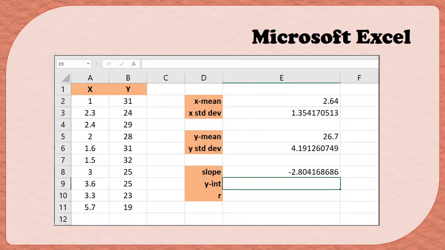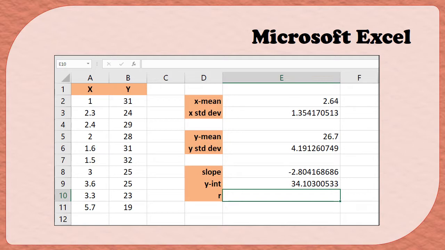For the y-intercept, we're going to follow the same process, except now we use the function called intercept. So I type in equals intercept. I make sure I type in my reference for the y values first, and then I type in my reference for the x values second. I will hit enter, and I get 34.10300533.